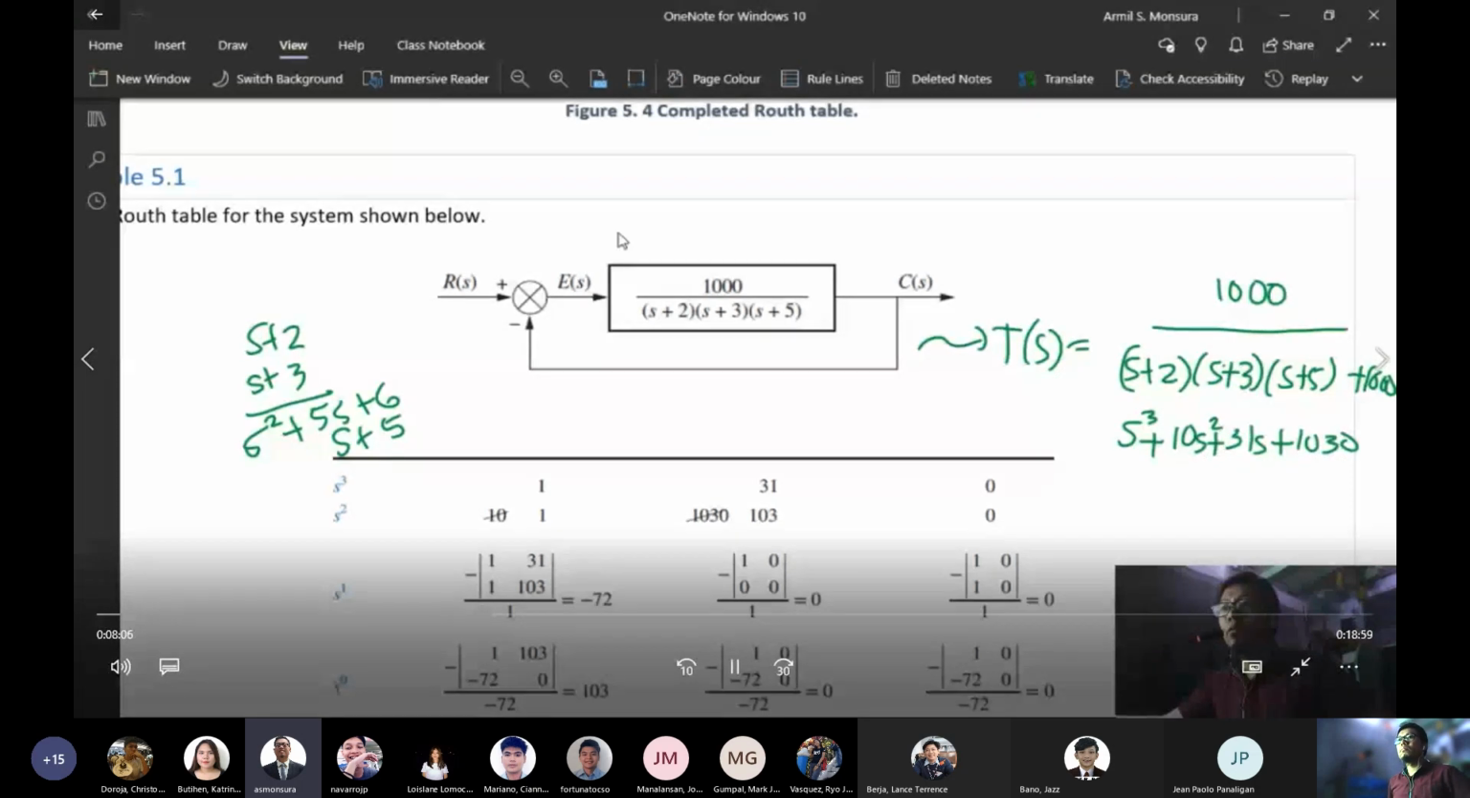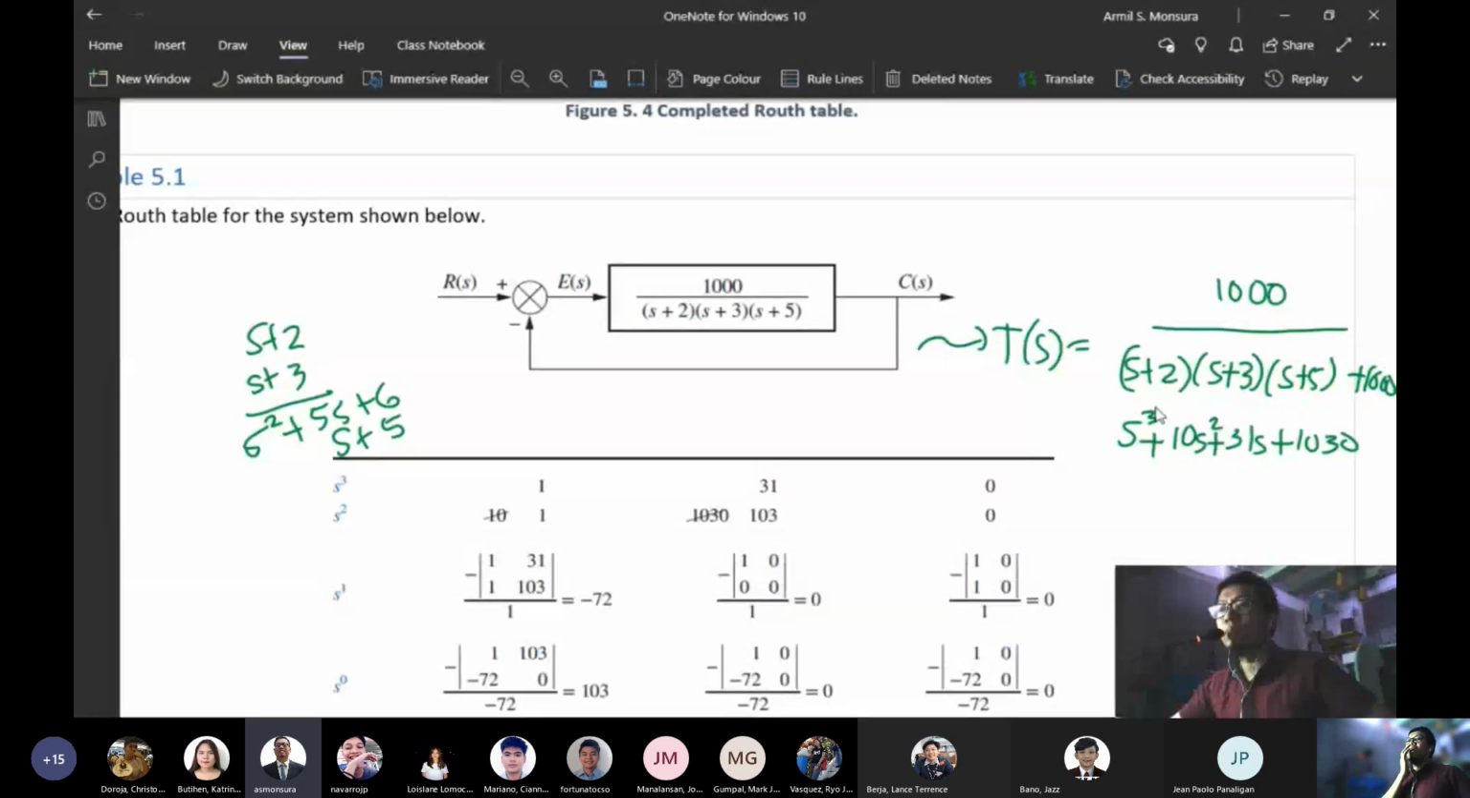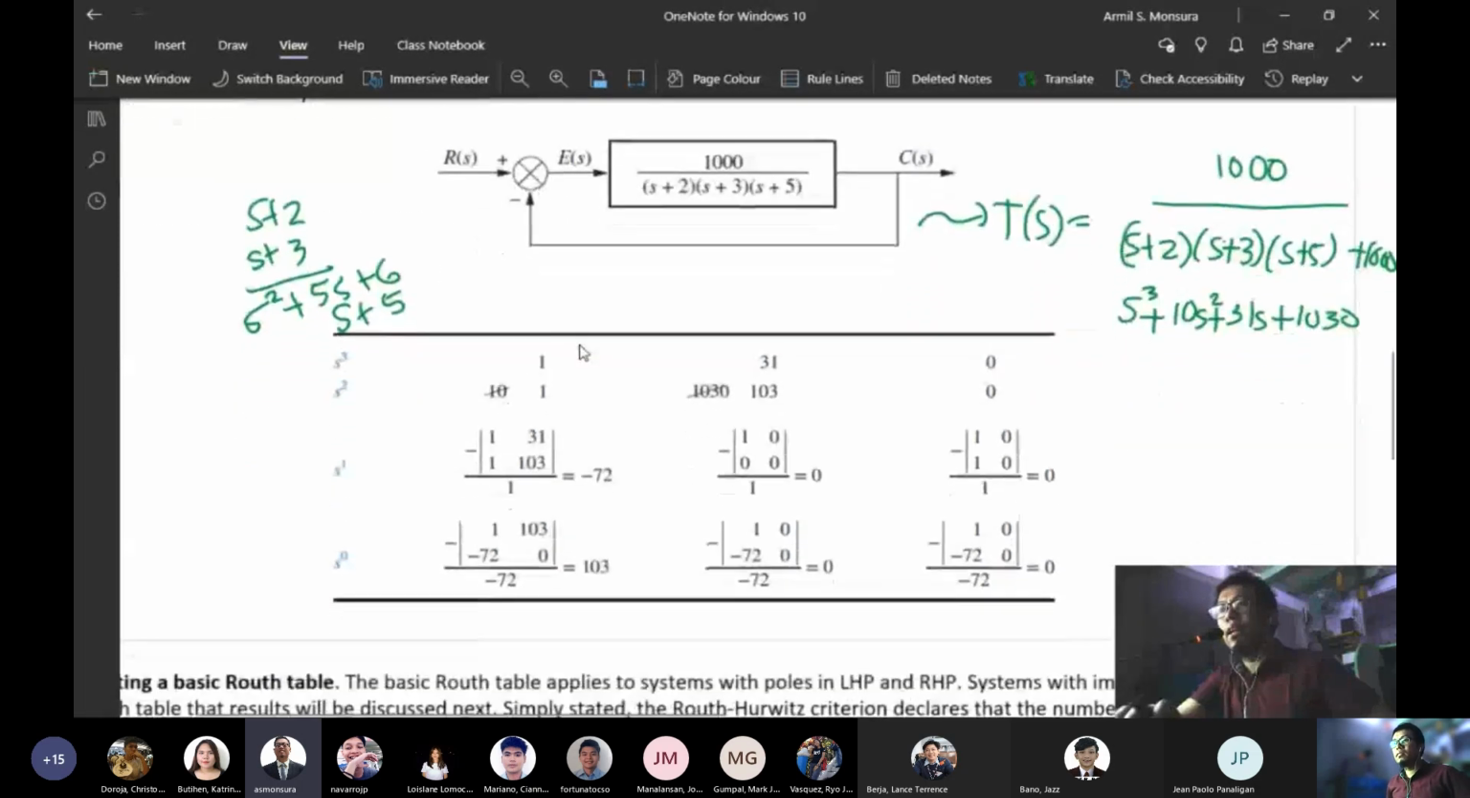So pag ginawa natin yung route table na to, para dito, we will have these rows. Okay, so S cube, S square, S at saka S raised to 0. Okay, so ito ngayon yung coefficients natin, 1, tapos 10, tapos 31, at saka 1,030. Okay, and then of course dito 0 na yan. So pwedeng hindi nyo na ilagay ito eh.